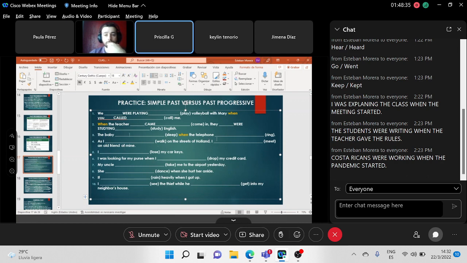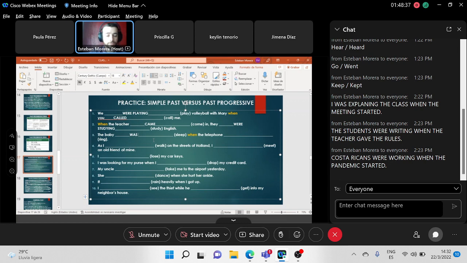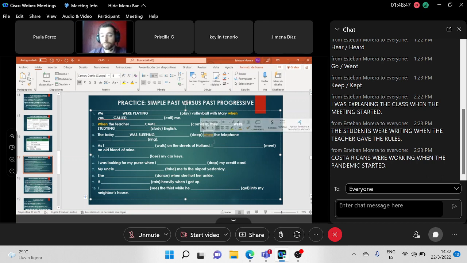Was sleeping. The baby was sleeping. When the telephone. Is ringing. Okay, but we have when. So when we use when, guys, we use past progressive. I'm sorry, we use simple past tense. Okay, simple past tense when we use when. So when the telephone, past tense of ring is rang. Okay, rang. So the baby was sleeping when the telephone rang.